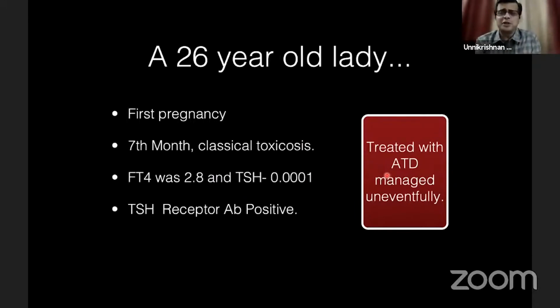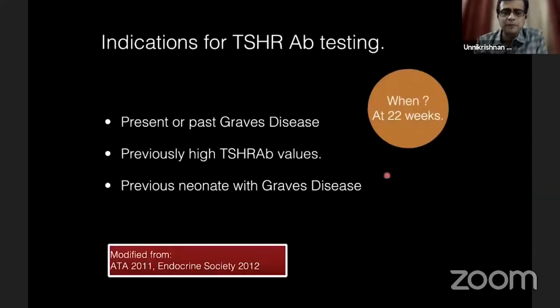But this was a 26-year-old lady who came to me several years back, and this was her first pregnancy. She was in the 7th month of her pregnancy, and she came with very classical features of thyrotoxicosis. The free T4 was 2.8, and the TSH was 0.0001. So clearly thyrotoxic. The TSH receptor antibody was positive. I treated with antithyroid drugs and managed the situation uneventfully.